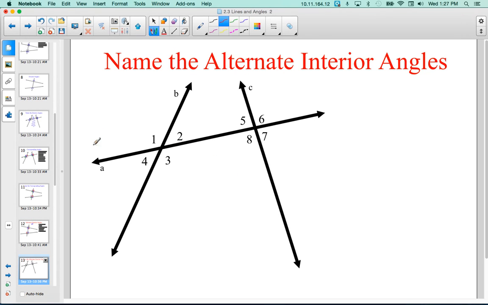In this case, with the horizontal line, we've got some alternate interior angles. We could say 2 and 8 are alternate interior angles. And we also have 5 and 3. Okay.